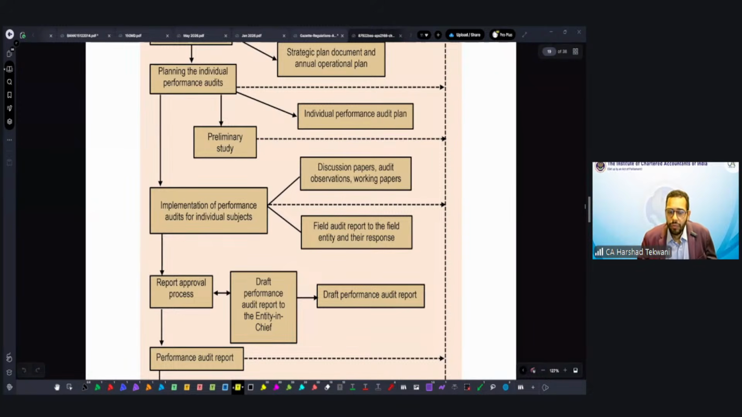Any doubt till now with respect to the performance audit? Any doubt?